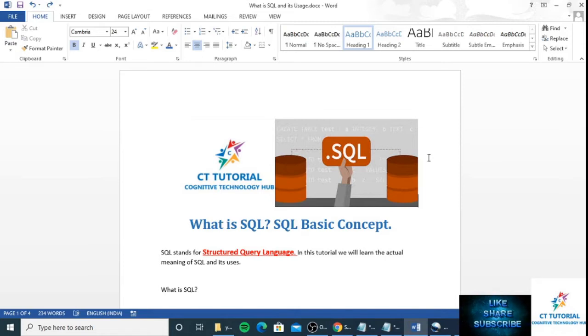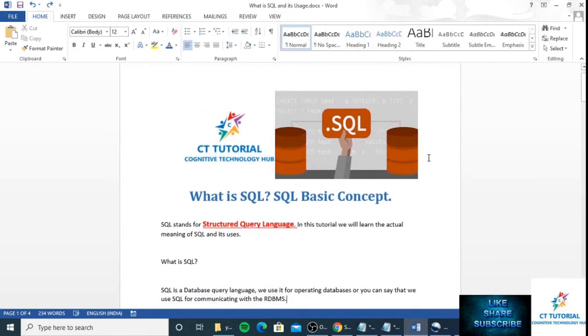Like we have different languages in different countries, English, Spanish, French, Chinese, we use that language to communicate with people. Likewise, we are using SQL to communicate with the database, such as retrieving data, deleting some data, or updating some data. So let's see what is SQL. In this tutorial we will learn the actual meaning of SQL and its uses.